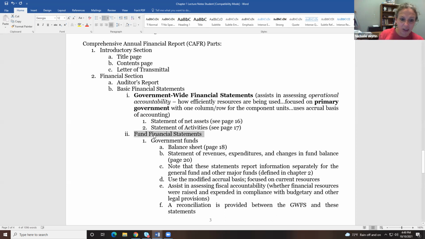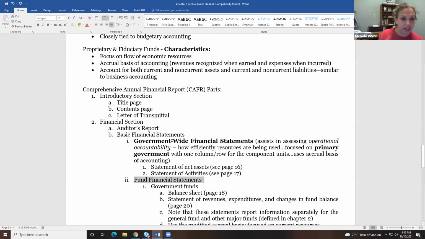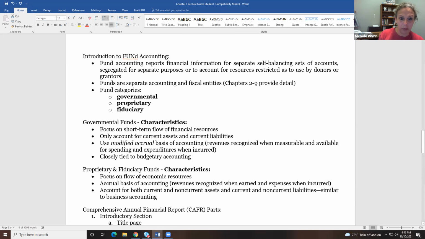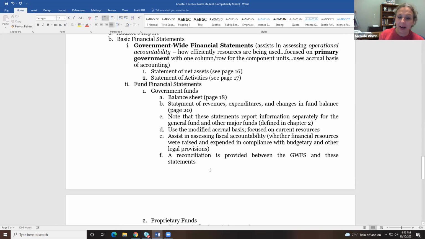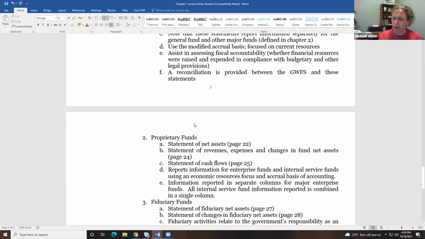As far as fund financial statements, there are the 3 categories of funds: governmental, proprietary, and fiduciary. For the governmental funds, they'll have a balance sheet and a statement of revenues, expenditures, and changes in fund balance. This is like an income statement, and this is like a statement of changes in equity. No cash flow. And then there will be some notes. We're going to use the modified accrual basis. And then there's a reconciliation that I won't make you actually do, but you'll see examples of it.